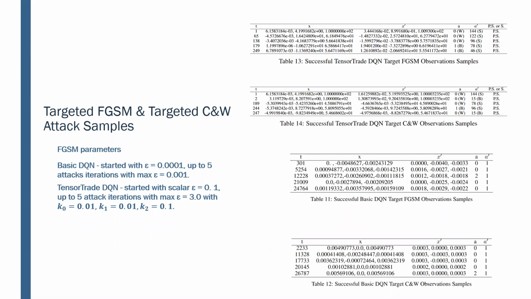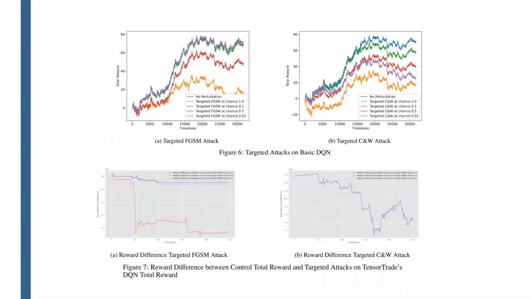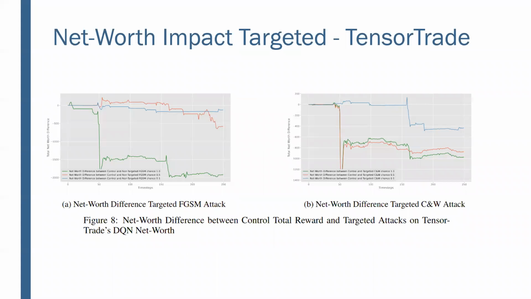So again, we have some samples you can see here. It's just to show, but you already get the point. Here's the performance at test time for targeted FGSM. Again, basic DQN is extremely impacted by this. You can also see here, using the reward difference between the targeted and the control agent for TT's DQN, that they are also impacted by targeted attacks, specifically the partial success attacks. Again, they impact the net worth of the agent, which is extremely important to people who have securities tied.